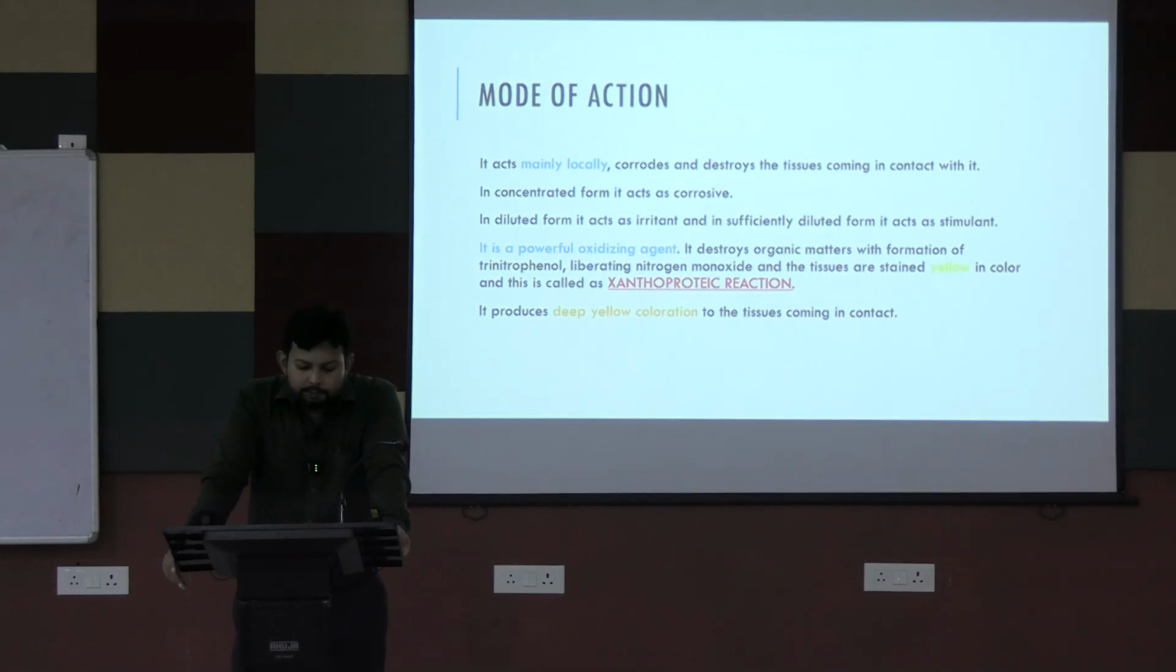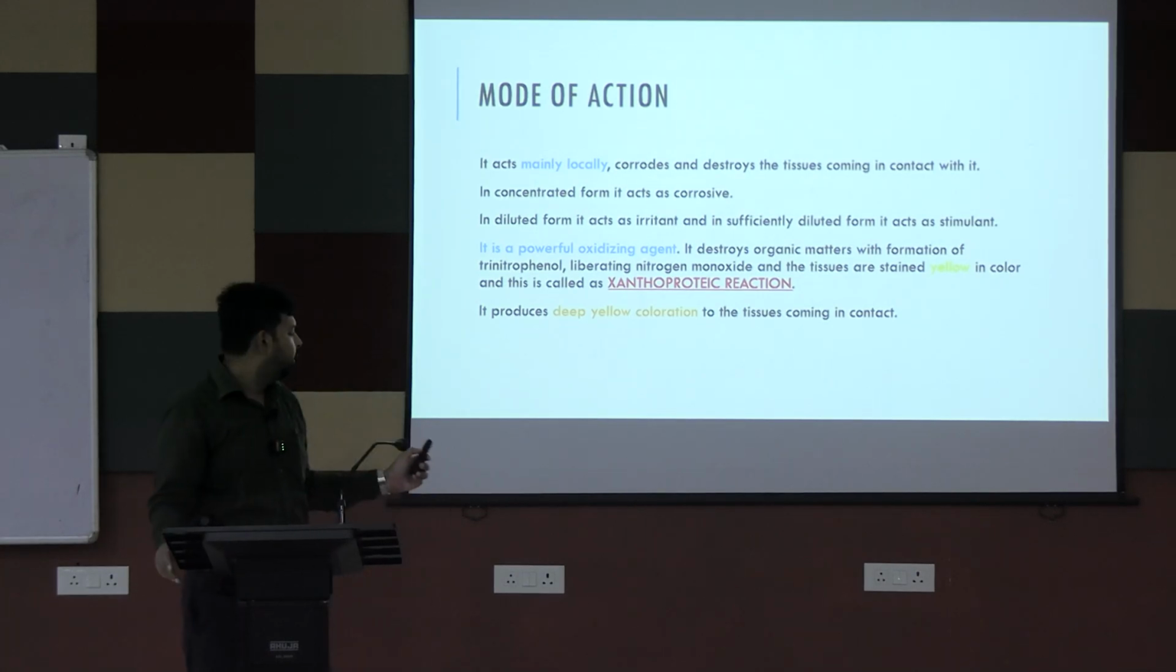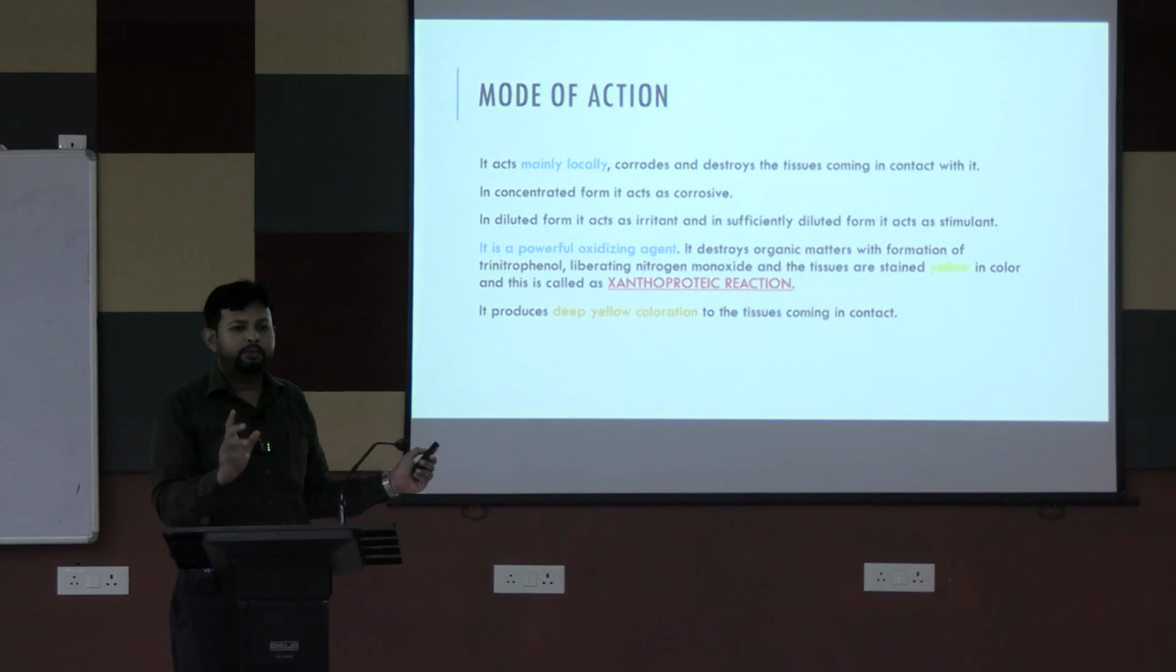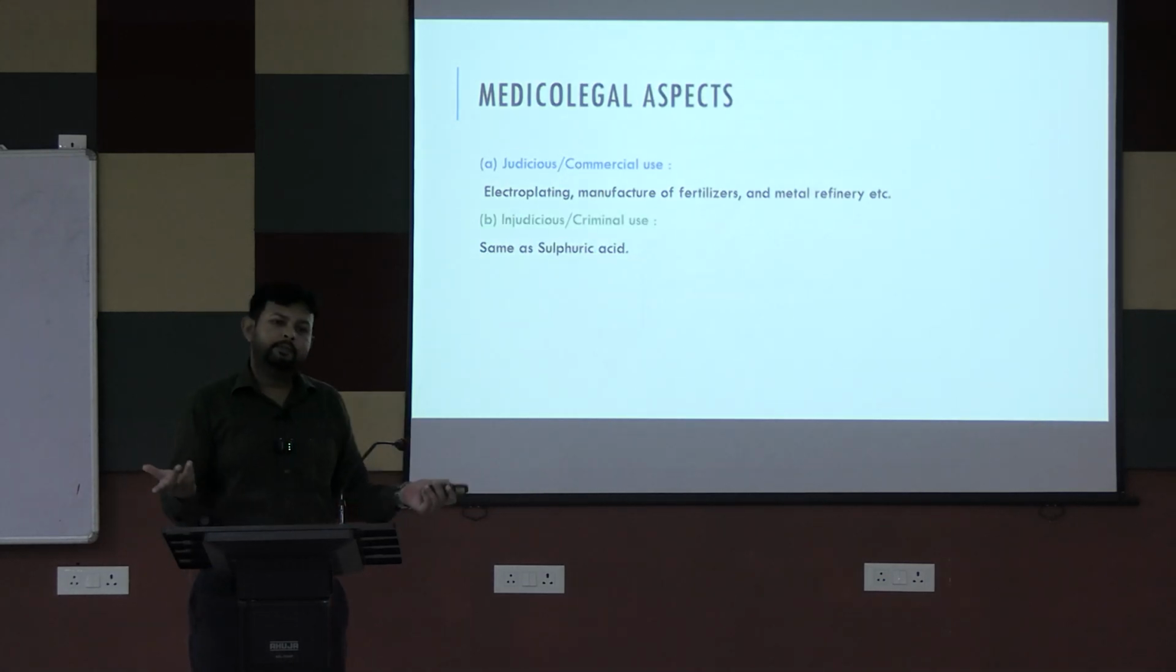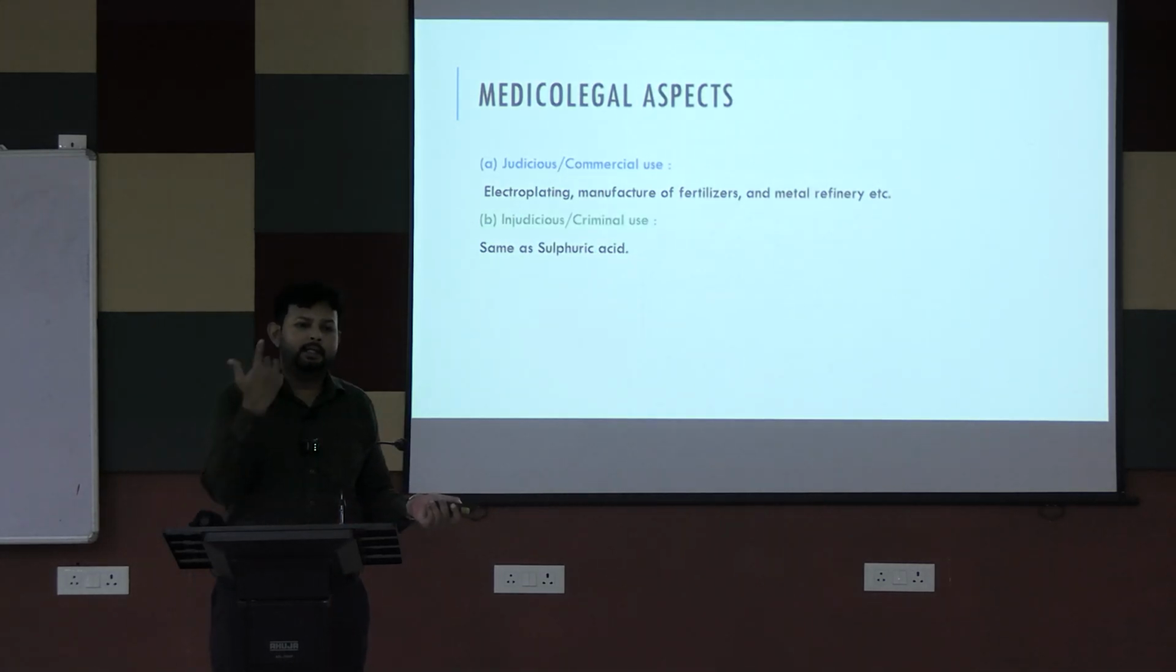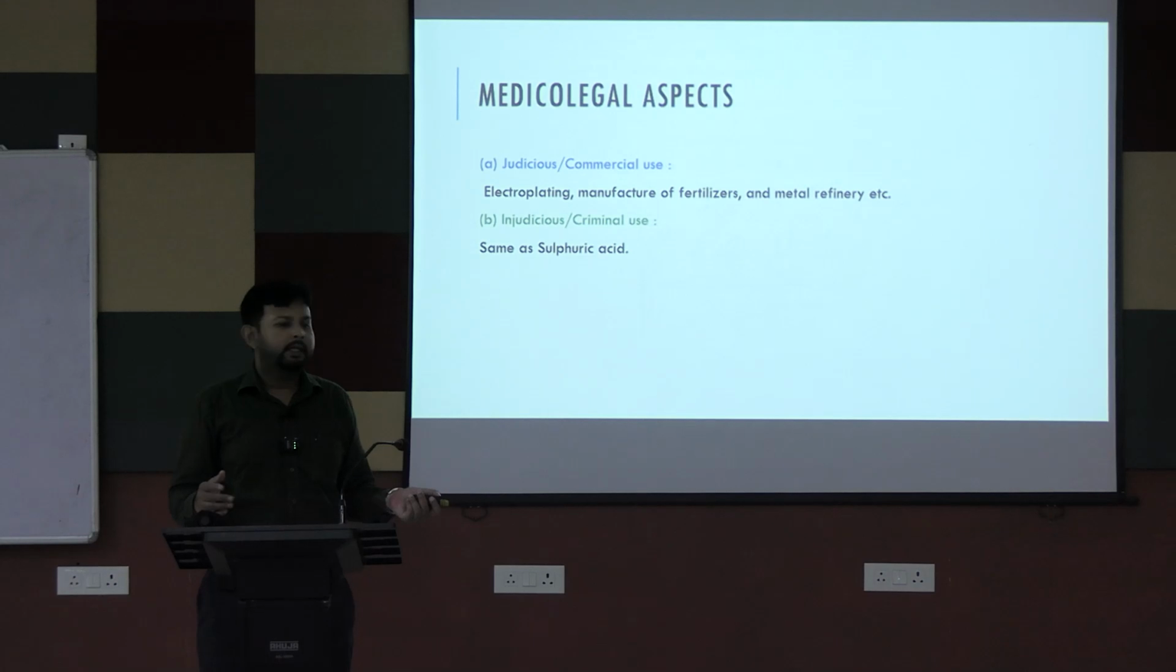It produces deep yellow coloration of the tissues coming in contact, fine, that is over. Nitric acid is just that, nothing more, the rest of the features will be the same as sulfuric. Very easy to remember. Signs and symptoms same. Signs and symptoms will be the same as it is a corrosive. Whatever you see there, write those, okay?